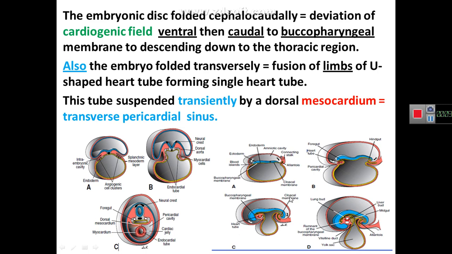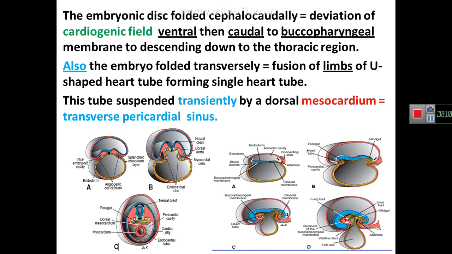Also, you can see that the anteroposterior folding also affects the heart tube. And actually, the anteroposterior folding of the heart tube affects the position of the heart tube. You can see that the cardiogenic field, which is the anterior center of the U, lies anterior to the buccopharyngeal membrane here. But because of anteroposterior folding, the cardiogenic field will change in position to become ventral to the buccopharyngeal membrane instead of the original position, which is anterior to the buccopharyngeal membrane. And more anteroposterior folding results in more deviation of the cardiogenic field caudal to the buccopharyngeal membrane.